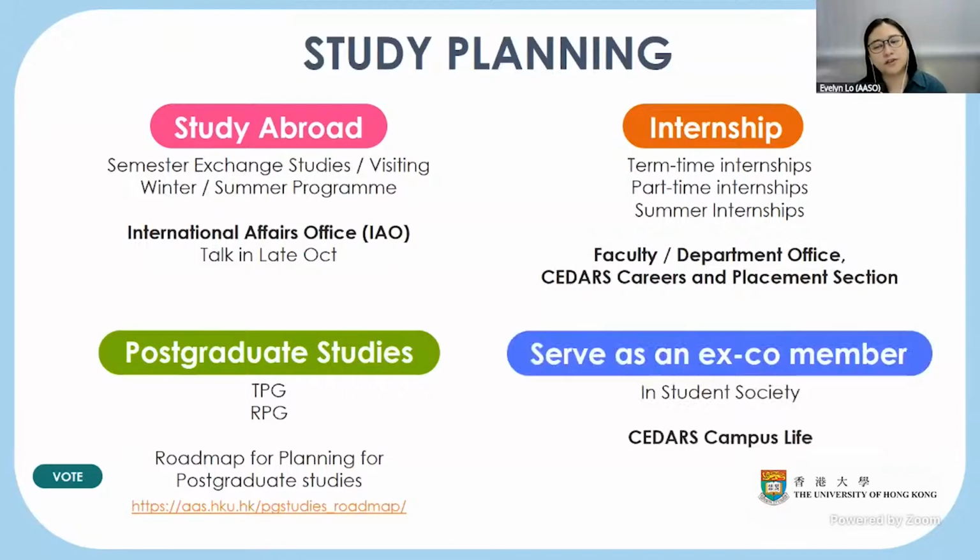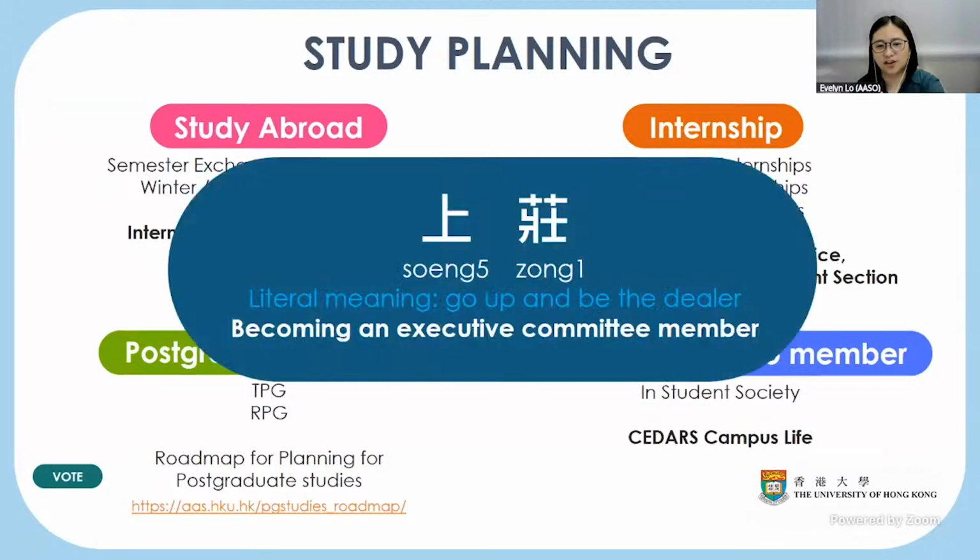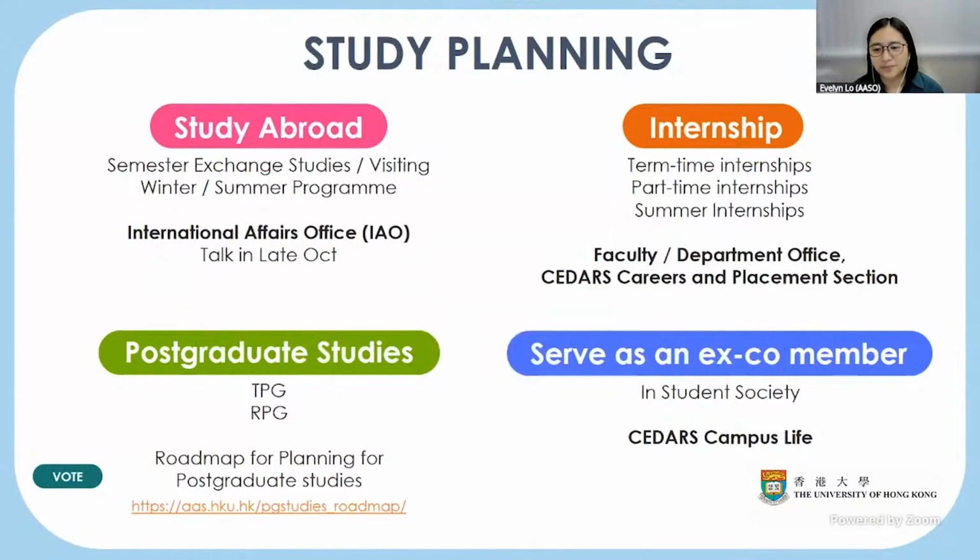And if you would like to serve as an EXCO member, meaning 上莊, so 莊 is the committee. 上莊 means you become an EXCO member. Of course, you should reach out to the society that you are interested in. And if you would like to know more about the student societies, you could check with the Cedars Campus Life section.